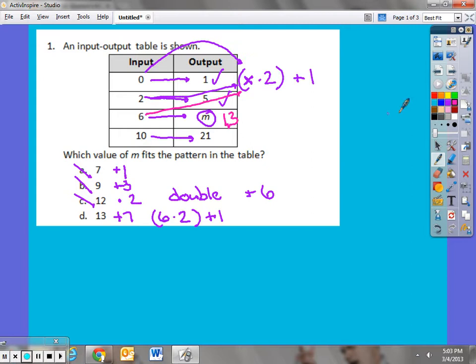Let's try with 10. Let's input 10. So 10 times 2 is 20. 20 plus 1 gives me 21. Hey, I'll be darned. That works for all of them. So the correct answer there was D. Let's go to the next one.